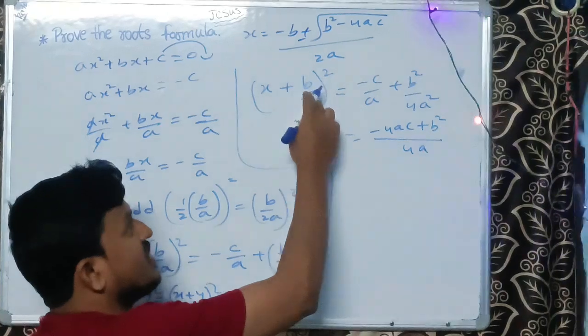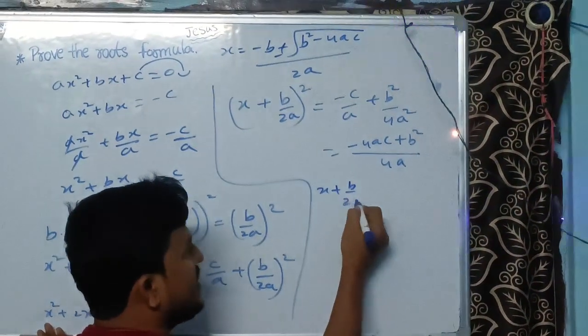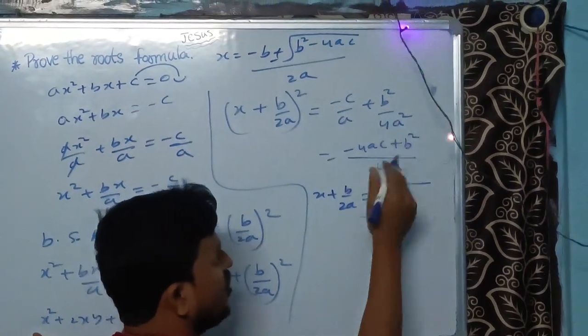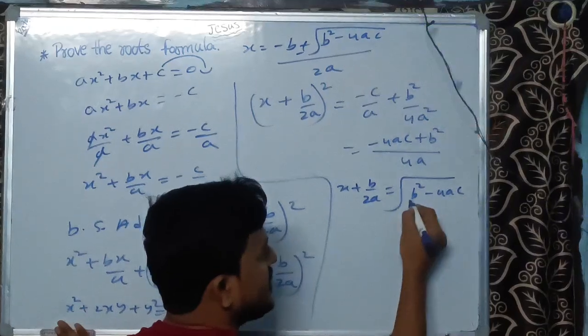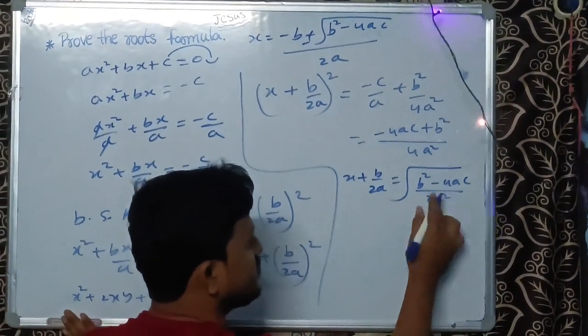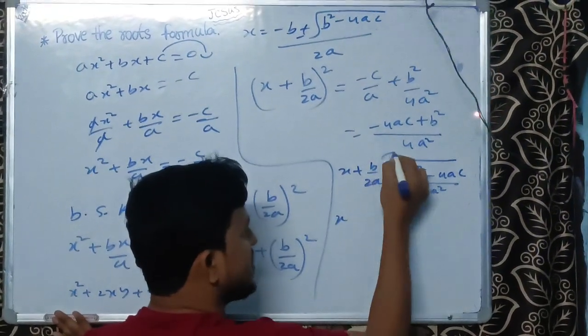Next, the square will be transferred from left to right. x plus b by 2a is equal to the whole root. Square root transferred to this side. Whole root of b square minus 4ac by 4a square.